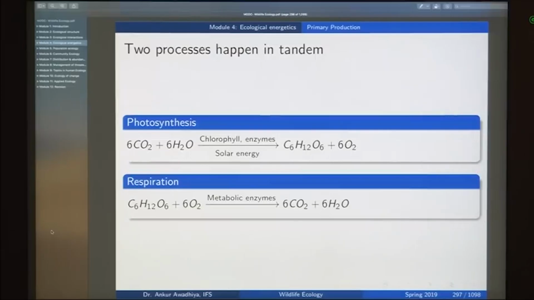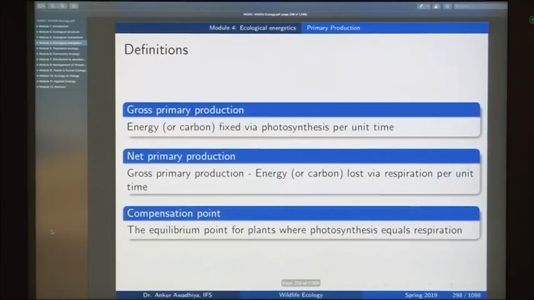So, we looked at these two processes, photosynthesis and respiration, which are essentially inverse of each other, and then we defined gross primary production, net primary production, and compensation point. So, compensation point is the equilibrium point for plants where photosynthesis is equal to respiration, and typically this occurs in early mornings and late evenings, where the plants are doing the photosynthesis, but at the same time the photosynthesis is not so large that it would be able to counter the impacts of respiration.